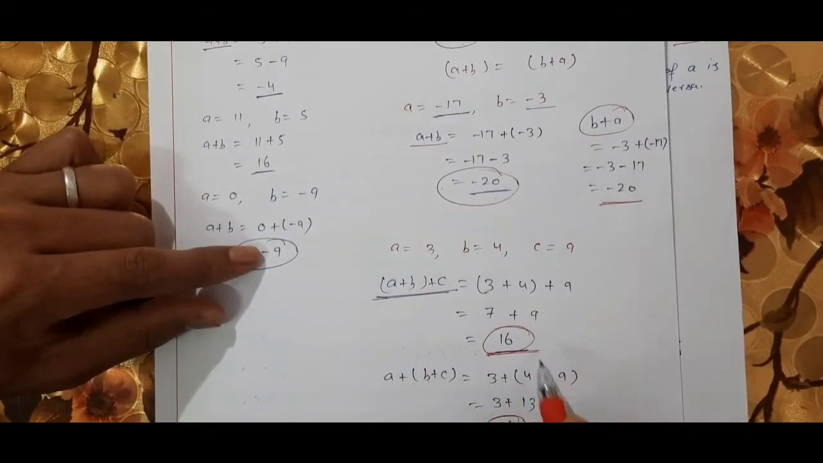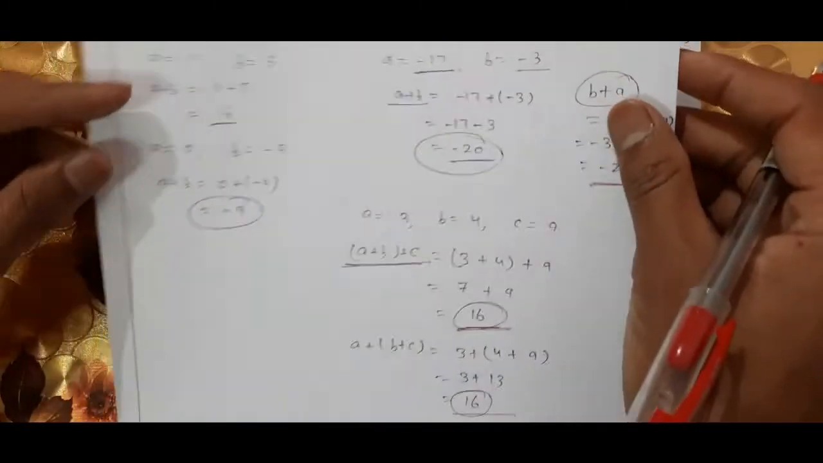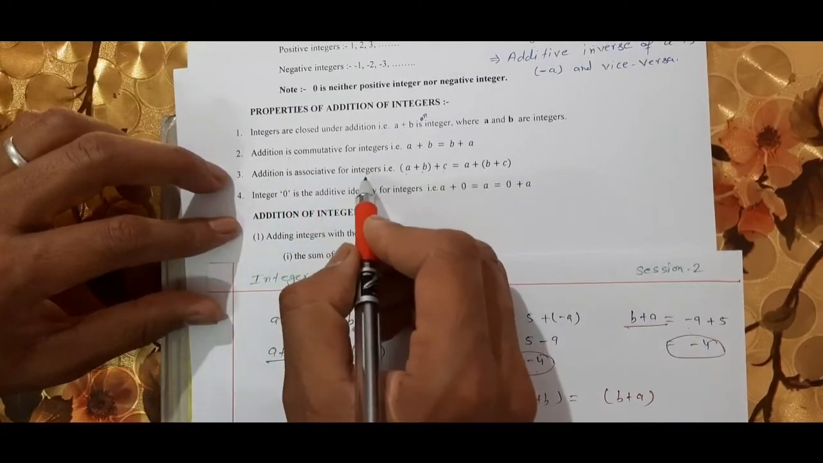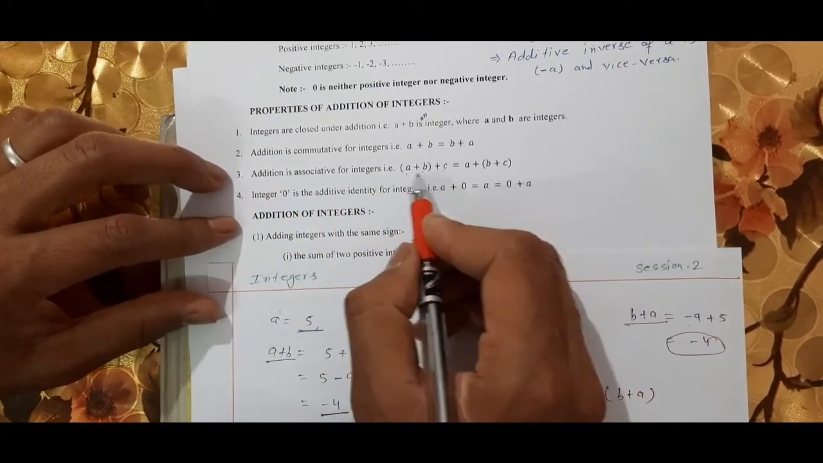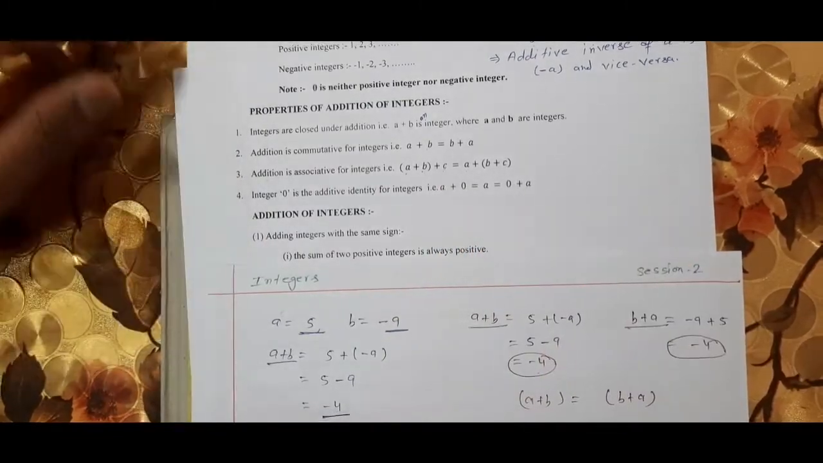Here left side is 16 and right side also 16. So we can see addition is associative for integers, that is (a + b) + c equals a + (b + c).